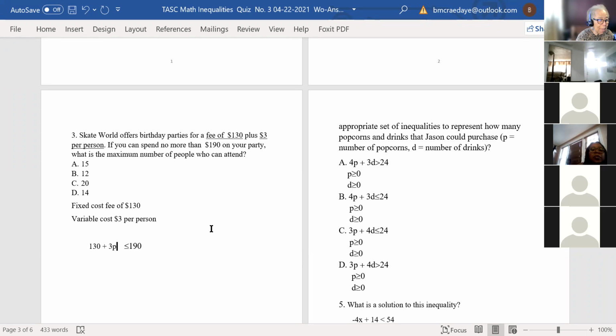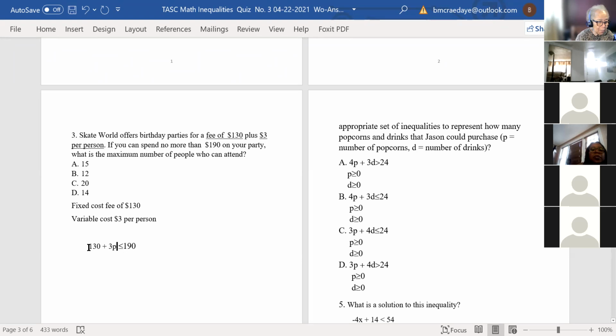Yes. Because we're looking for the maximum number of people, and that's what P is, the maximum number of people that will pay $3 each plus the fixed fee, 130. The sum of that must be less than or equal to 190. Okay, Alba, what do I do first to solve for P?